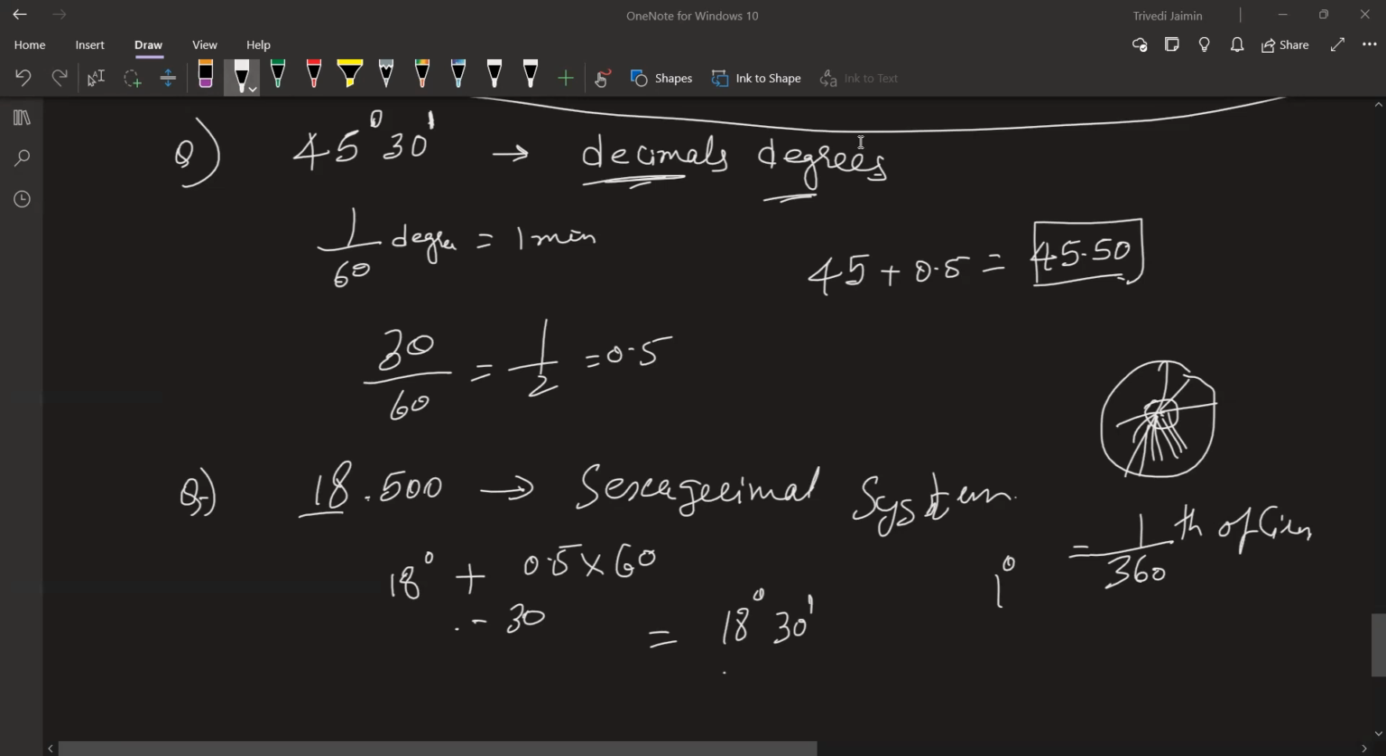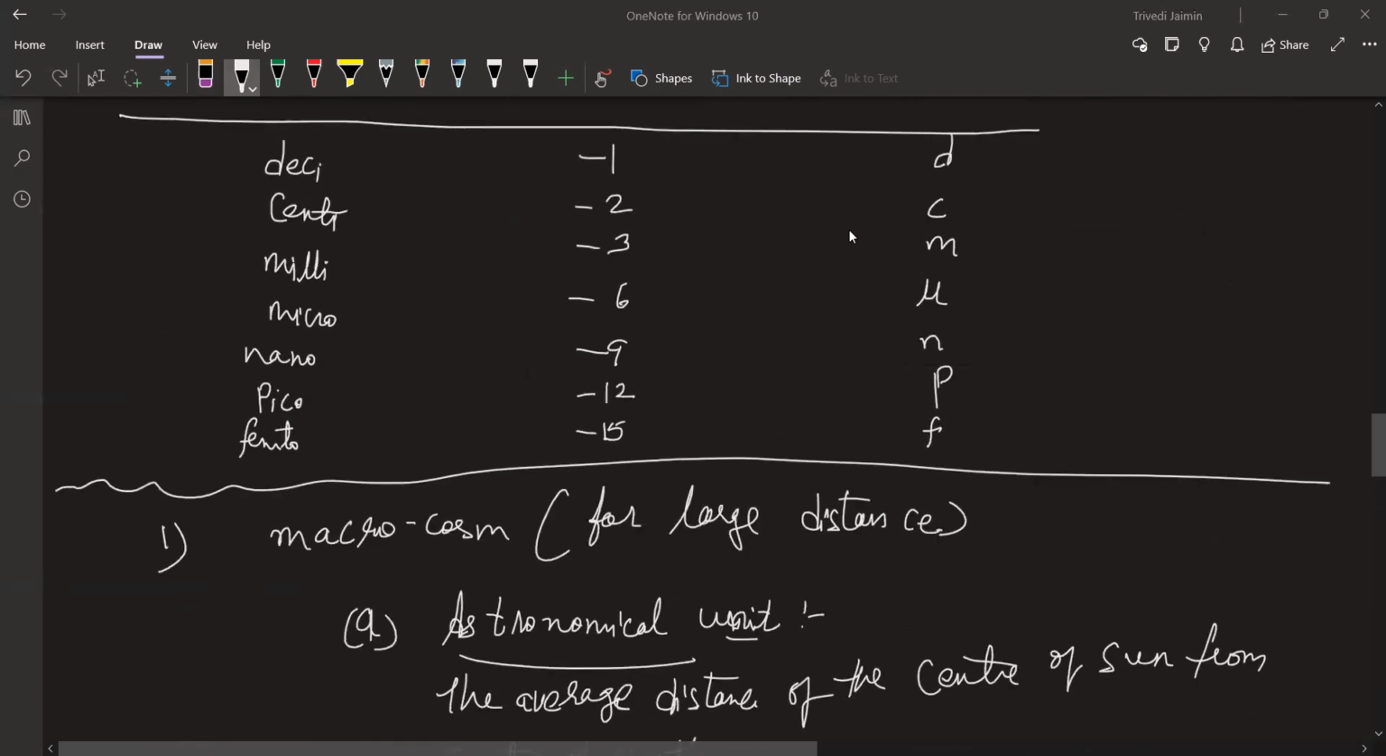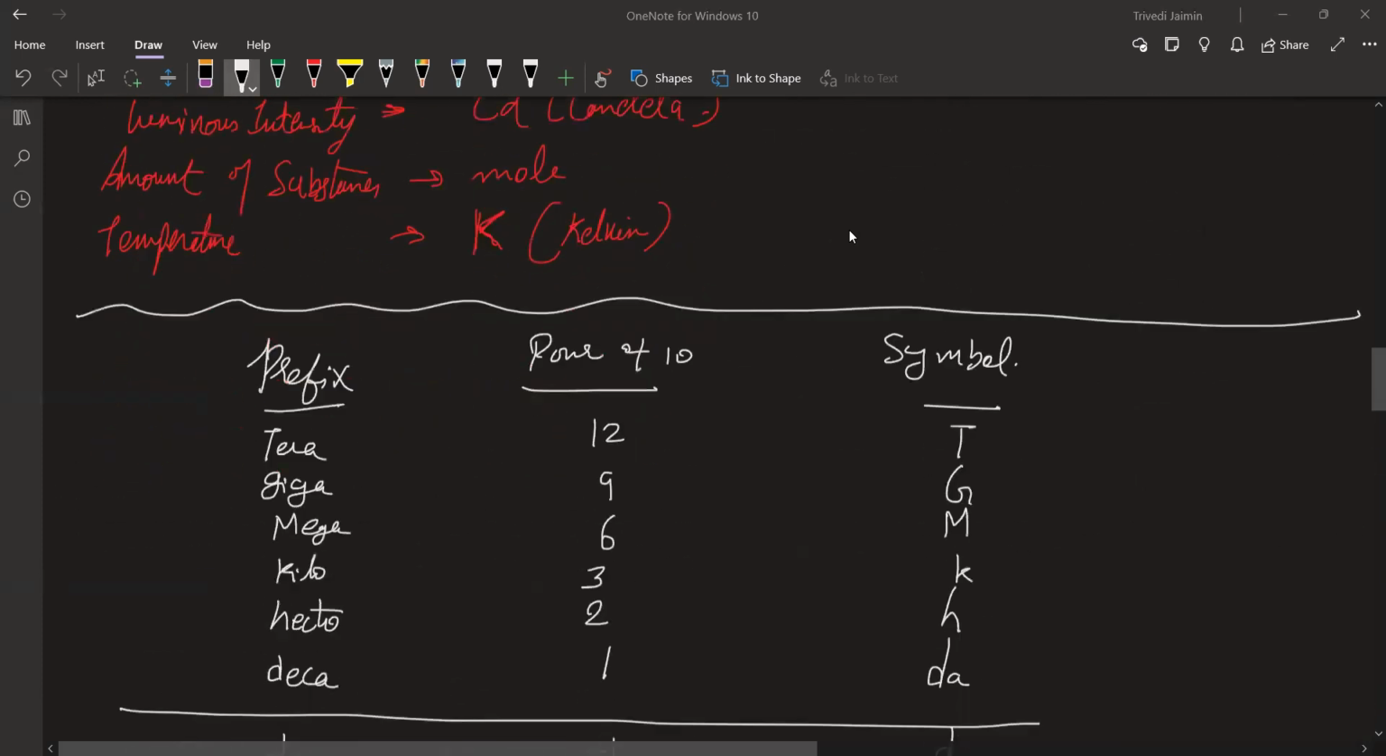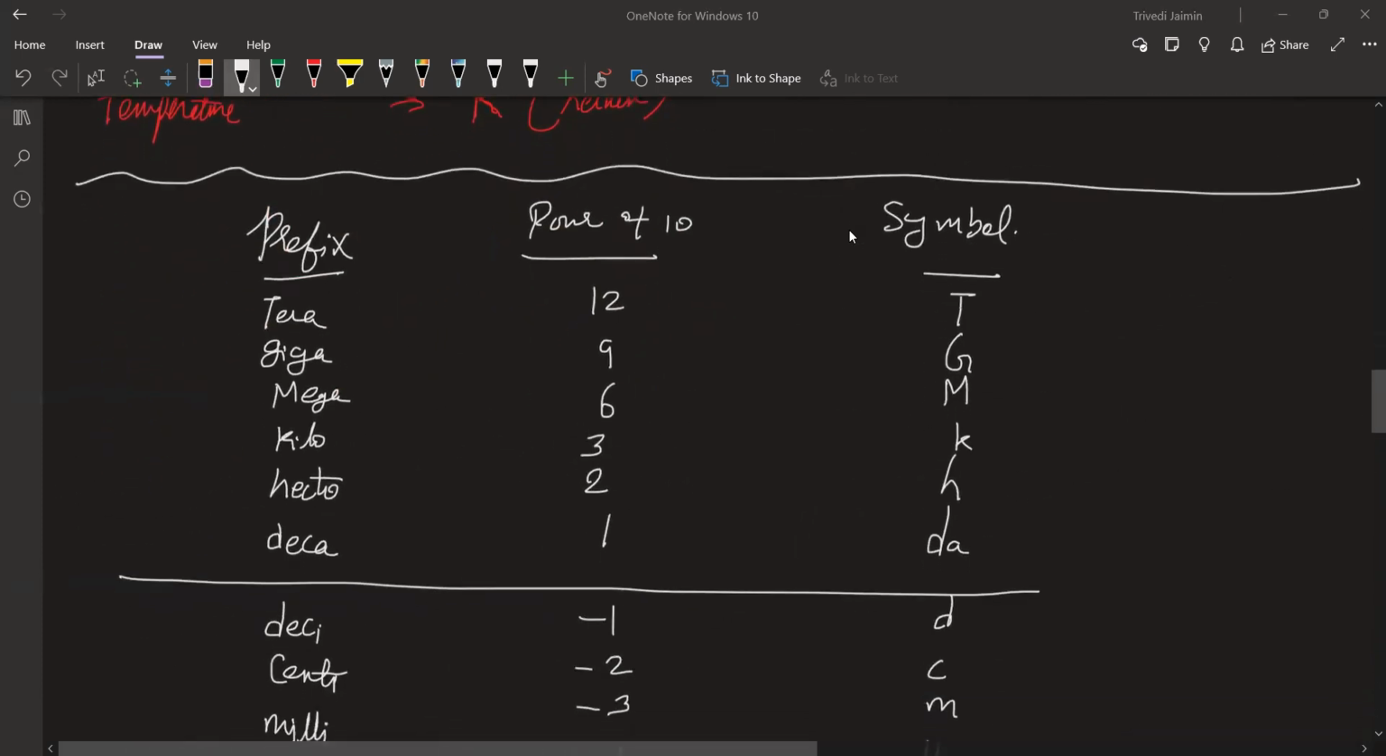Sir, I'm not sure I quite understand this degree and then minute thing. You didn't understand? What topic is this? See, this is the same as what we are studying, basic units and dimensions, right? We didn't start dimension analysis. We are just studying those topics.